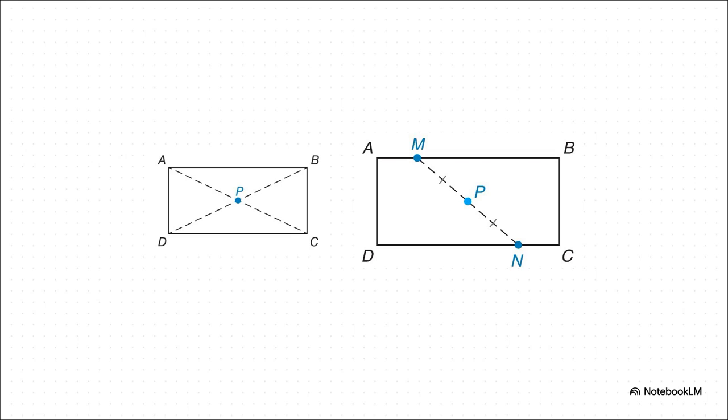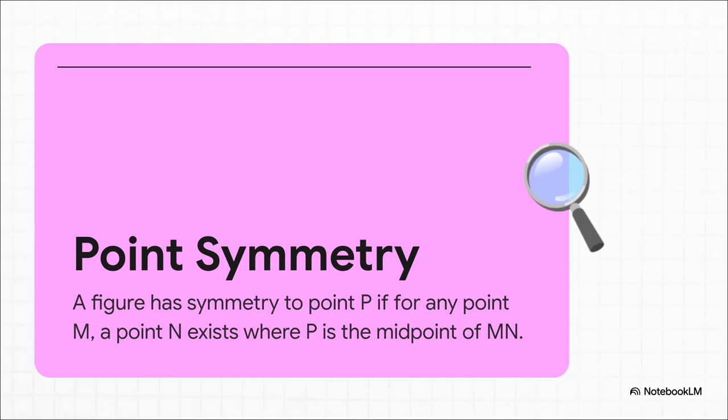Now picture a point like M on the top edge. If you draw a straight line from M through P, you'll find its matching point, N, on the opposite side, at the exact same distance from the center. It's just like spinning the whole shape 180 degrees around that center point. And here's the textbook way of saying it. For any point M on the figure, there has to be another point N where P is the exact midpoint of the line that connects them. The key here is that every single point on the shape has to have a partner on the opposite side, exactly the same distance from that central point.